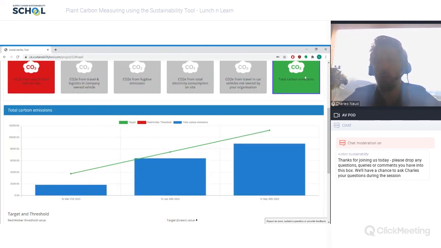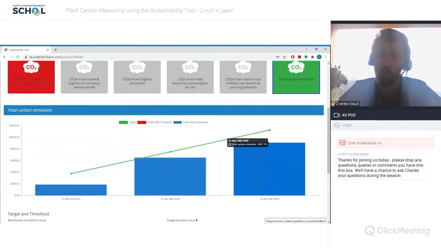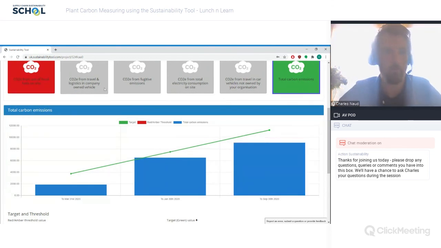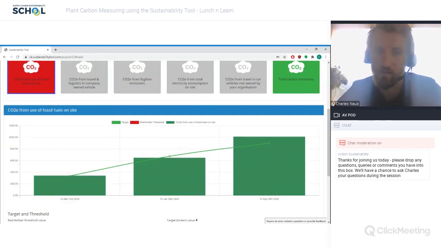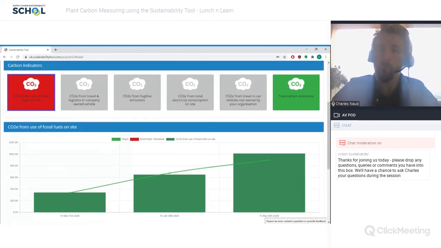If I go to total carbon emissions, we can see it's green, and we can see in the last quarter we're under the target that we've set, and we can see how that target's progressed over time and how we've been underneath it. So actually, in this instance, our total carbon emissions are good, but we're emitting too much fossil fuels on site based on the objectives that we set for our organisation, and so on.